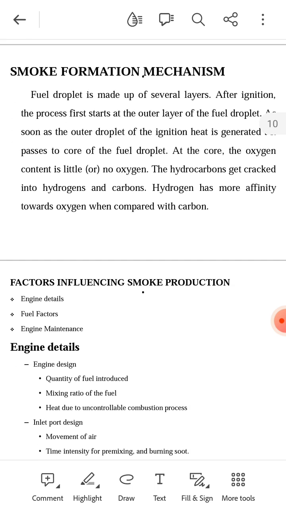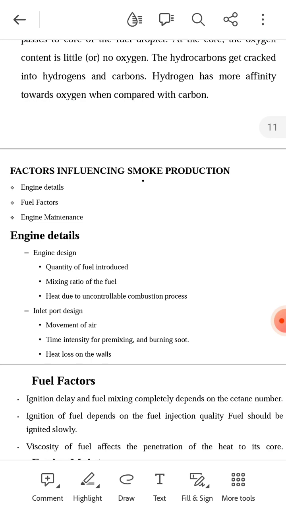The factors influencing smoke production: engine details, fuel factors, and engine maintenance. First, engine details. The first one is engine design: quantity of fuel introduced, mixing ratio of the fuel, and heat due to the uncontrollable combustion process. The inlet port design: movement of air, time intensity of premixing and burning phase, and heat loss on the walls.